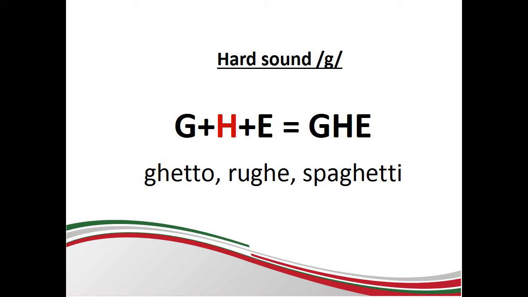To get the hard sound with the vowels E and I, you need to put the letter H between G and any of these two vowels. For example, G-H-E is spelled ge. Ghetto, rughe, spaghetti.